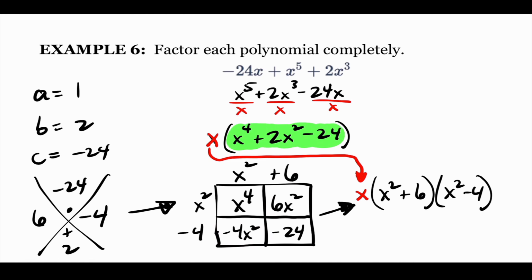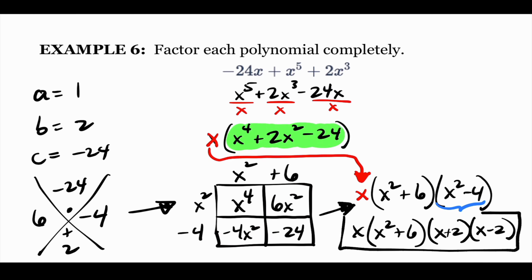Last step says, are any of those difference of squares? The answer is yes. This one is, because 1x and 2 squared. So it's going to be x, x squared plus 6, x plus 2, x minus 2. So it breaks down pretty far. Bless you. Okay, that's it.